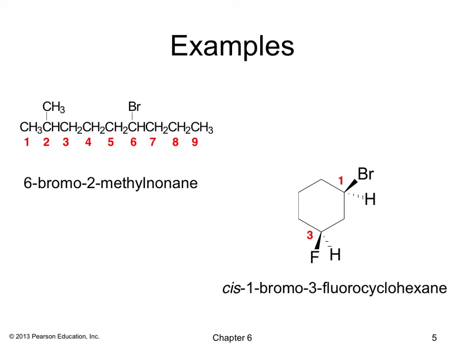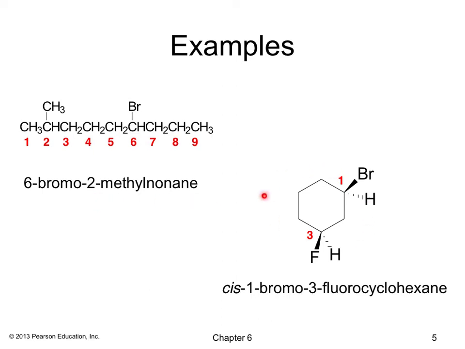Here are more examples. Again, this is a 9-mer, which is a nonane, and remember you want to order it so that you get the lowest substituent numbers. So here would be 2 and 6. So this would be 6-bromo-2-methylnonane.